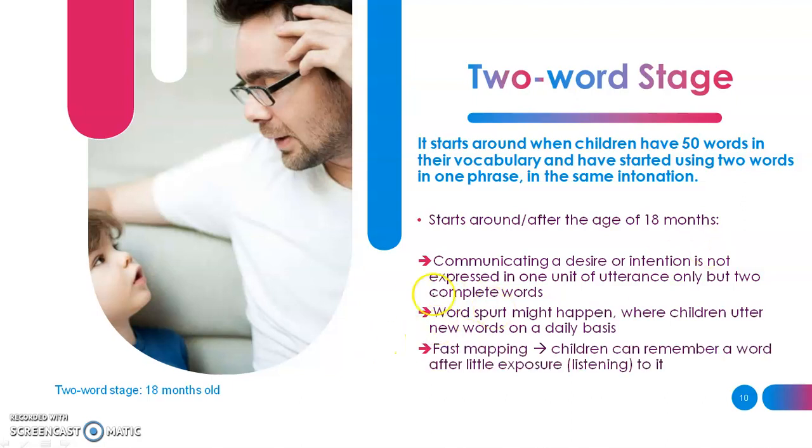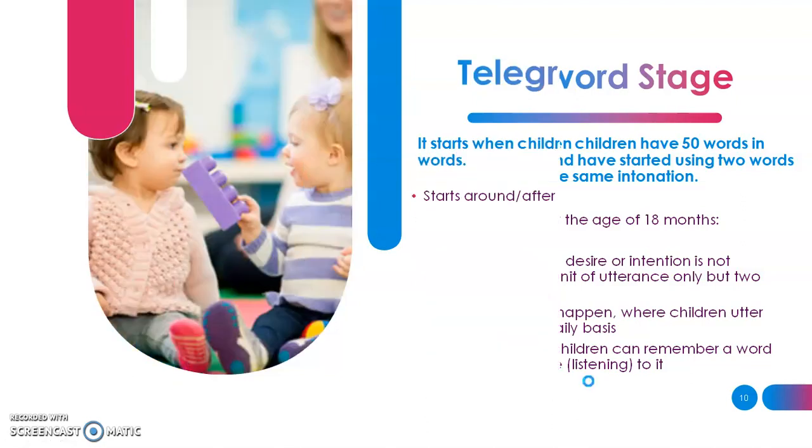Two things that might happen for exceptional cases are the word spurt and fast mapping. What we mean by word spurt is when the child remembers a word and starts saying new words every day on a daily basis. And this, according to linguists, might be the result of fast mapping, where children remember a word after little exposure. It might be just once or twice that they hear a word and it sticks in their mind and they start producing it again.